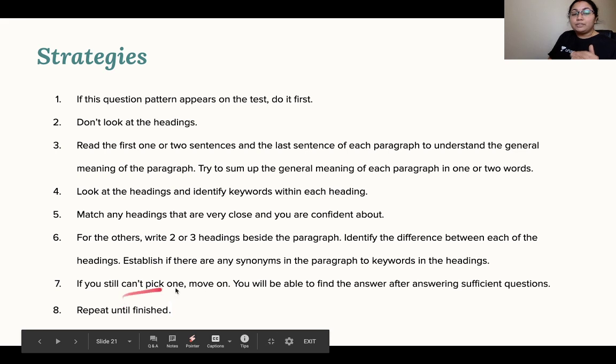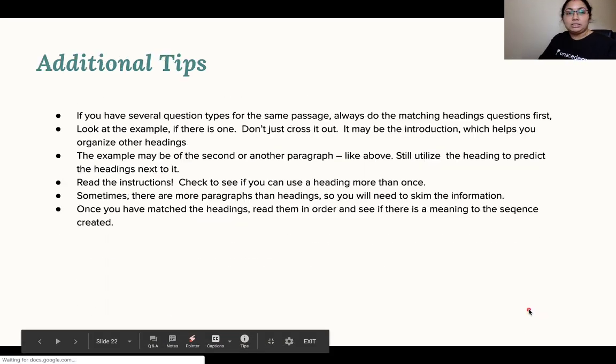If you think you've spent more than 1.5 minutes on this question, do not waste your time. Just move on. You'll be able to find this answer once you match everything else. All right. Repeat the same process until you have found all the other answers.